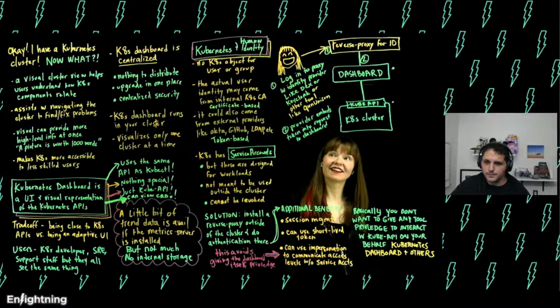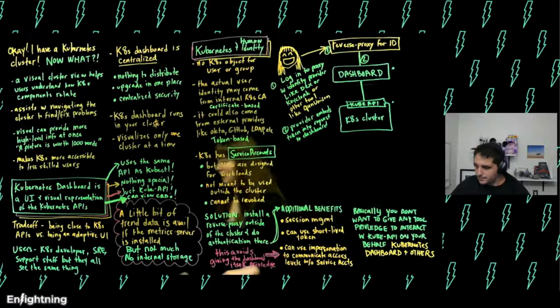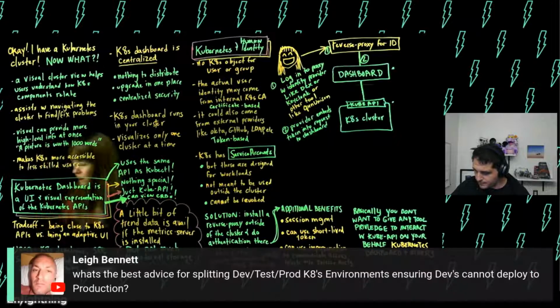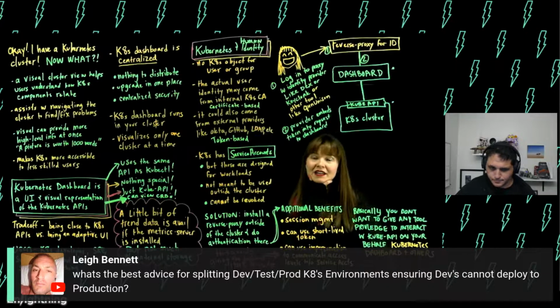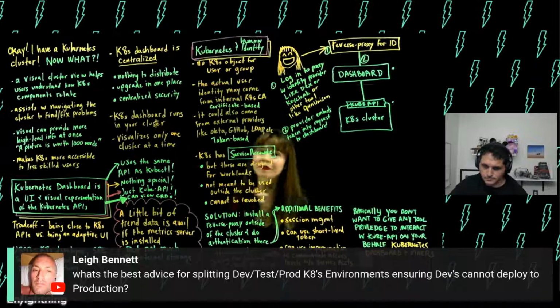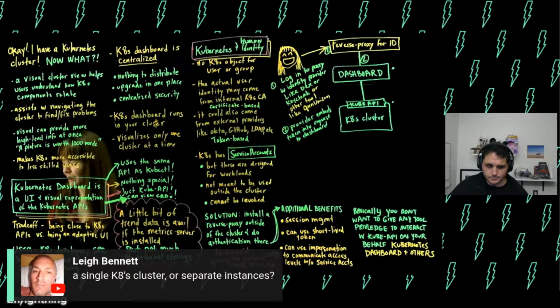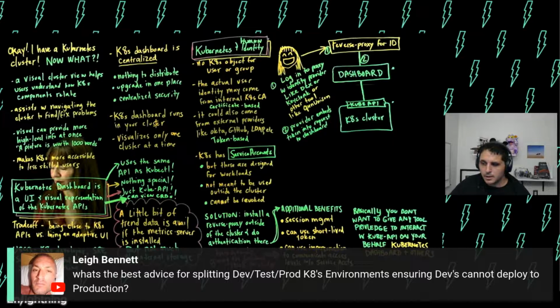Yeah. We have a general Kubernetes security question. I think it's related to security. It's not too close to what we're talking about, but I would like to address it. Do you recommend splitting dev, test, prod Kubernetes environments into different clusters or into different namespaces? How do you do RBAC so that devs can't deploy to production?